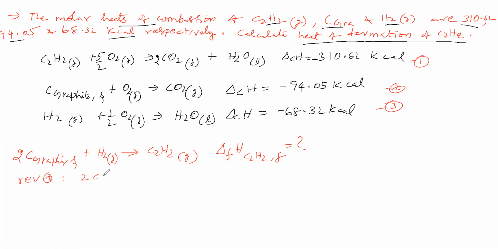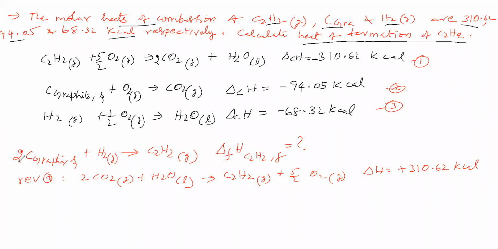Reversing the first equation means 2 carbon dioxide and H2O liquid are on the left side, and acetylene and 5 by 2 O2 go to the right side. Then delta H becomes plus 310.62. Why plus 310? Because we have reversed the equation.